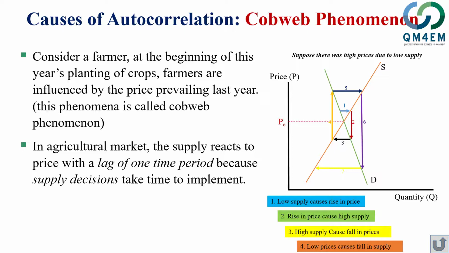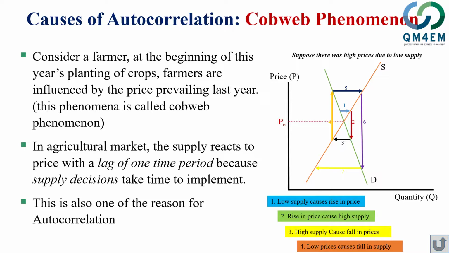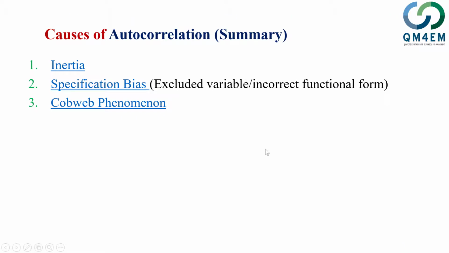So according to this particular explanation, the cobweb phenomenon is also one of the major causes of autocorrelation, because the prices or the supply decisions are linked to the previous prices and supply values. So that leads to a problem of linking the successive values of the error terms of these kinds of models, and that's leading to the problem of autocorrelation. Going back to the summary slide of the causes of autocorrelation, we can think of the fourth reason of autocorrelation. That's the lags.